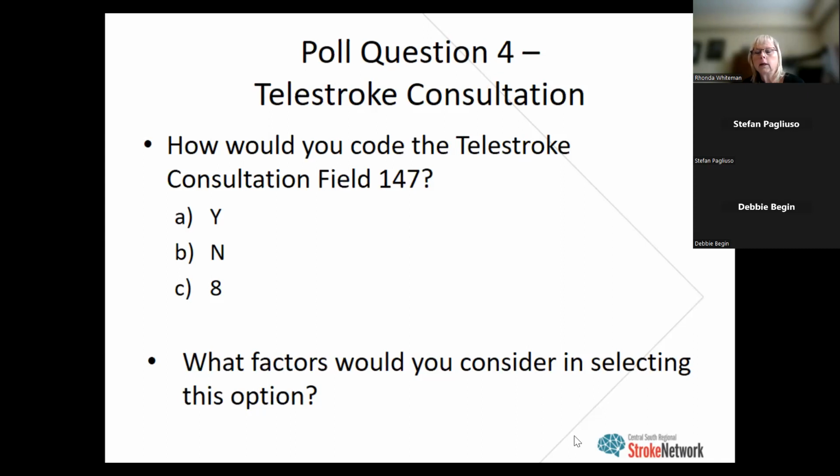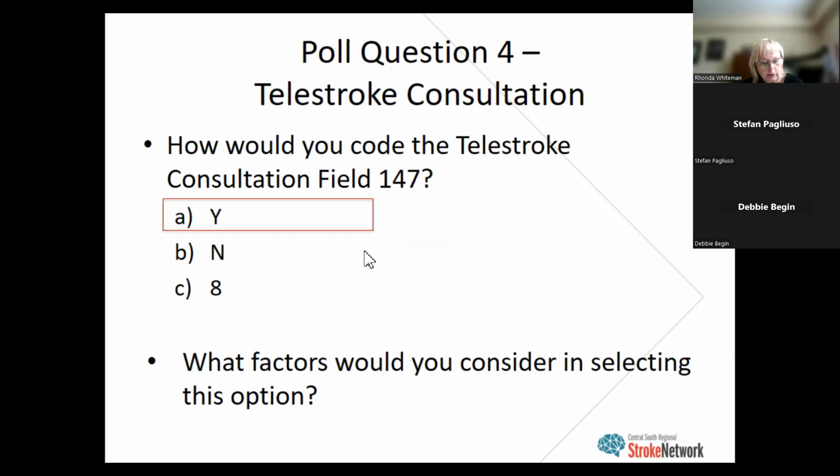Okay, it looks like responses to the poll are slowing down, so I'm going to end the poll and share the results. Again, the majority of people would say yes, I would code this. 91% said yes, 6% were no, and 2% were not applicable. So again, in this situation, we would code it.